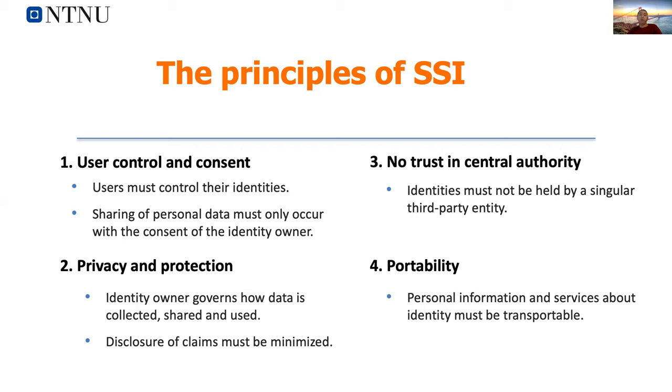Third is no trust in central authority. So identities must not be held by a single third party entity. Why is it a crucial principle? Because many failures in traditional identity systems are happening due to these centralized systems, because all data, a huge amount of data, is stored in one server, or even in two servers, it doesn't matter much. It could fail because it's a single point of failure. So we need to avoid it when implementing SSI systems.